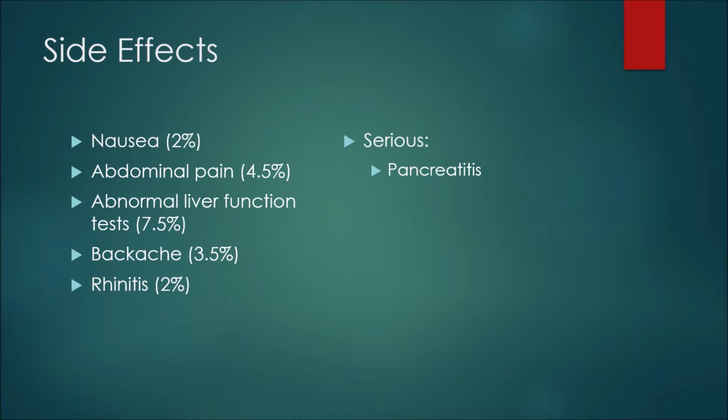Now, as with all medications, there are some side effects or adverse reactions that patients may experience while using Fenofibrate. I'll go over some of those here now. Nausea may happen about 2% of the time, while abdominal pain may happen 4.5% of the time. 7.5% of patients may experience abnormal liver function tests, and 3.5% of patients may experience a backache. Rhinitis may happen 2% of the time. Now, one serious side effect with Fenofibrate would be pancreatitis.